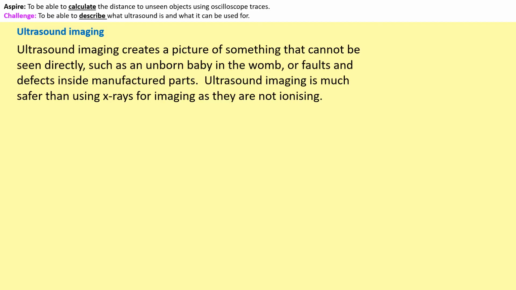Okay, let's start to look at ultrasound imaging. Now we know what ultrasounds are. So just read that text to me, please.